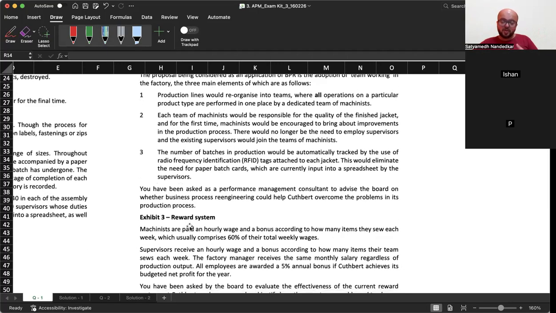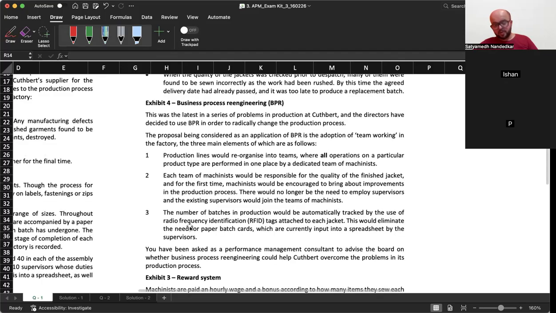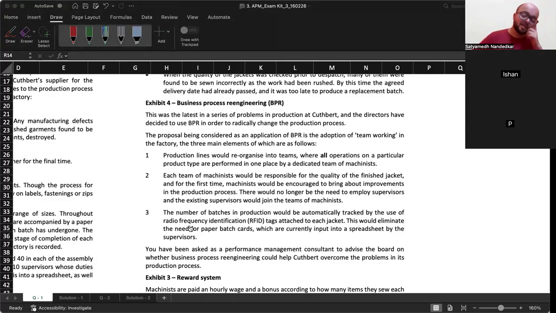You have been asked as a performance management consultant to advise the board on whether business process reengineering could help Cuthbert overcome the problems in its production process. What is being asked? Advice on what? You have been asked to advise the board on whether BPR could help Cuthbert overcome the problems in production. So, whether BPR will solve the issues that the company is currently facing, or you will need some other approach to solve this problem. That is all that has been asked of you.